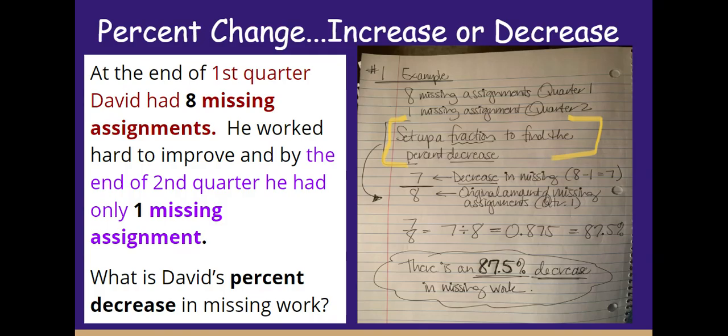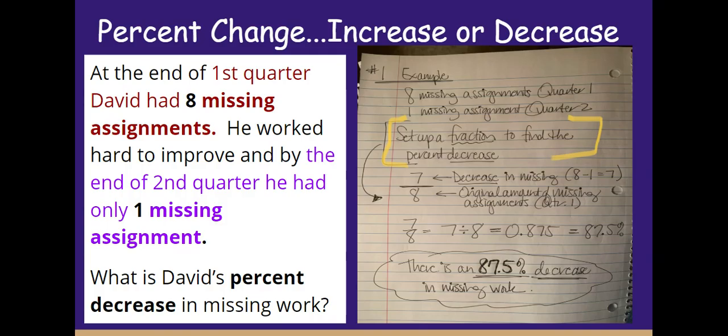The top, or the numerator, is the decrease in missing. So it was 8 that he was missing first quarter, but only 1 second quarter. And when we subtract that, he changed it by 7. 8 minus 1 is 7. So 7 is our numerator because it's the change. So it's that decrease out of what you started with. You're always your original amount. So 7/8 should be able to be the multiplier that would represent this situation.